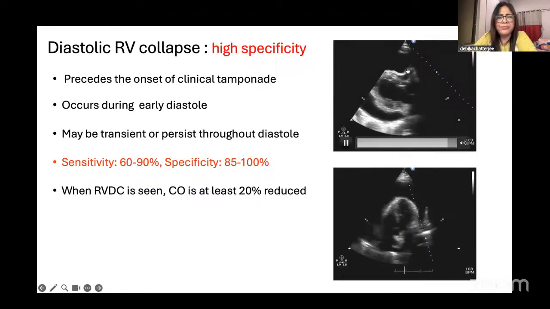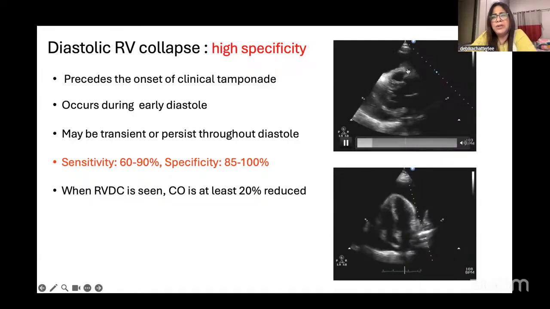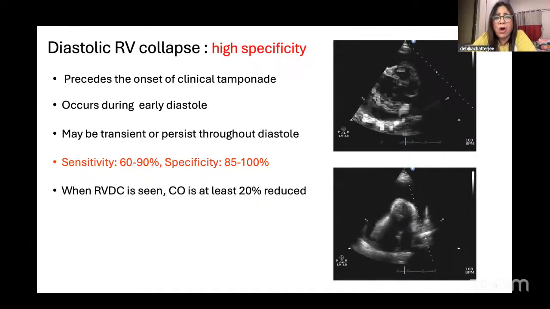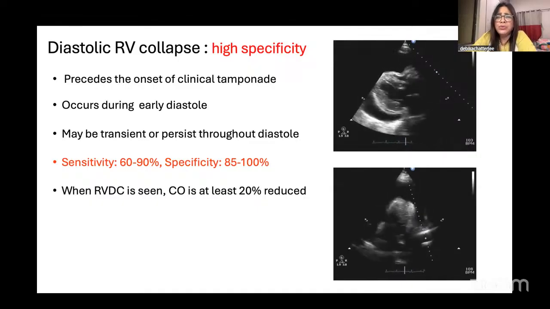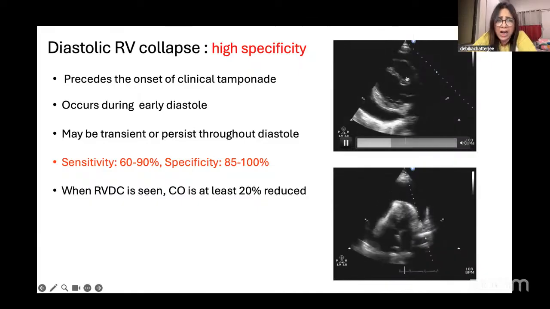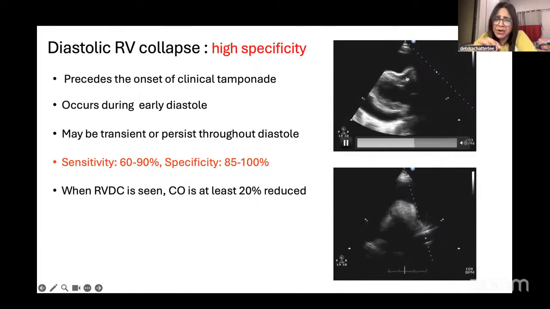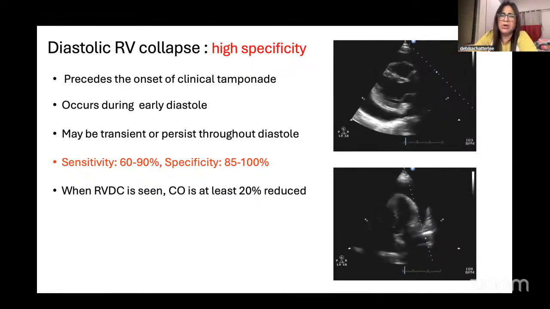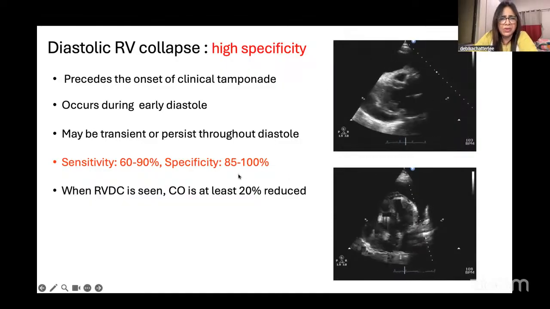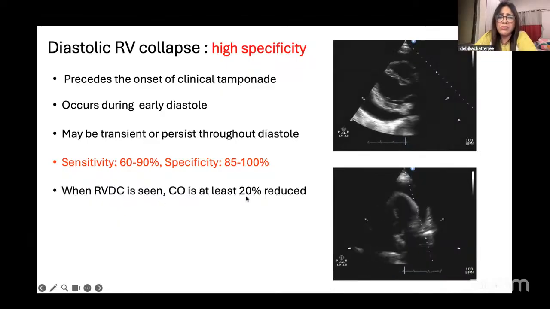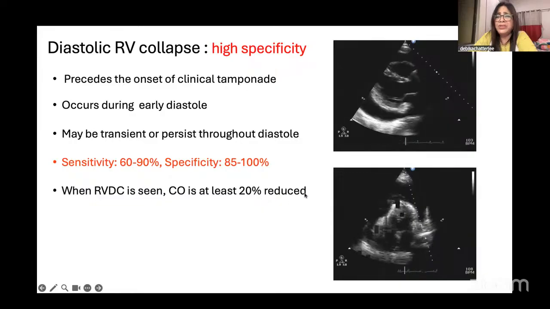Here is the RV free wall. This is a sign which has got a very high specificity. It precedes the onset of clinical tamponade, so once you get it, you have to move very, very fast. It occurs in early diastole. It may be transient or may persist for some time, but if it is present, it has almost 100% specificity. And when RV diastolic collapse is seen, cardiac output is reduced by at least 20%.